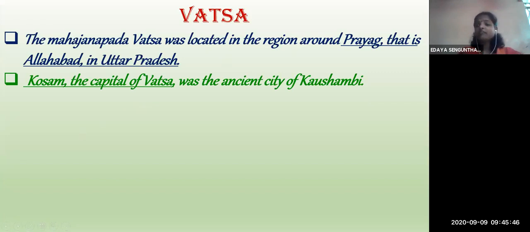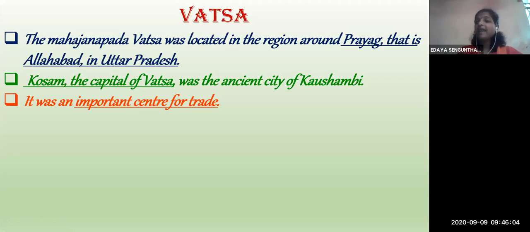What is the capital of Kosala, which we just read? Shravasti. And now the capital of Vatsa is Kosam, the ancient city of Kaushambi. We can say it as Kaushambi also, as we have Mumbai and Bombay too. Both are Mumbai only. Similarly, Kosam was the capital of Vatsa and its ancient name was Kaushambi.